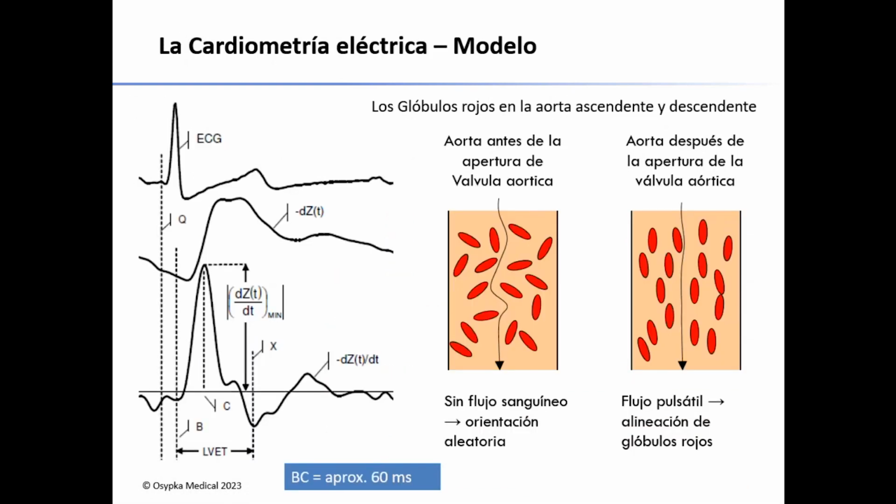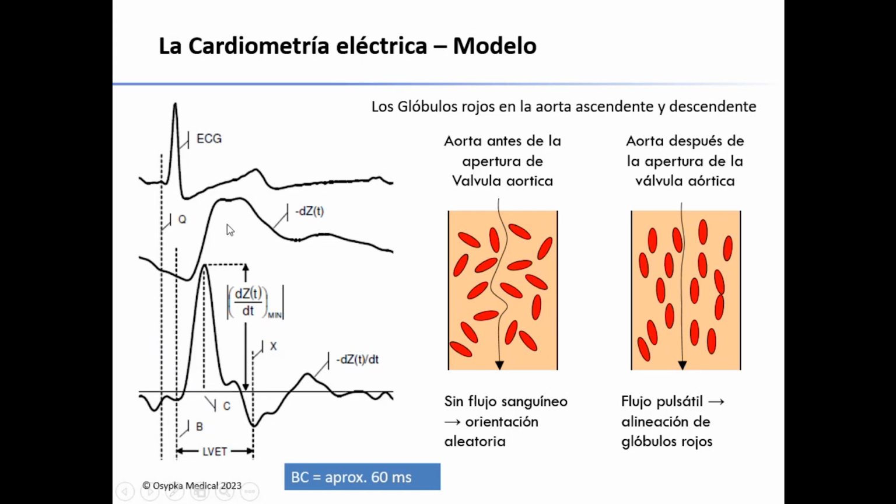How does electrocardiometry actually work? When you hook up the system to a patient, you obtain the surface ECG, and then this waveform here, the change of impedance waveform, which looks like an arterial pressure waveform. Ignore for now this waveform. That's an engineering signal. It's an artificial signal. It's used for analysis of this waveform here.